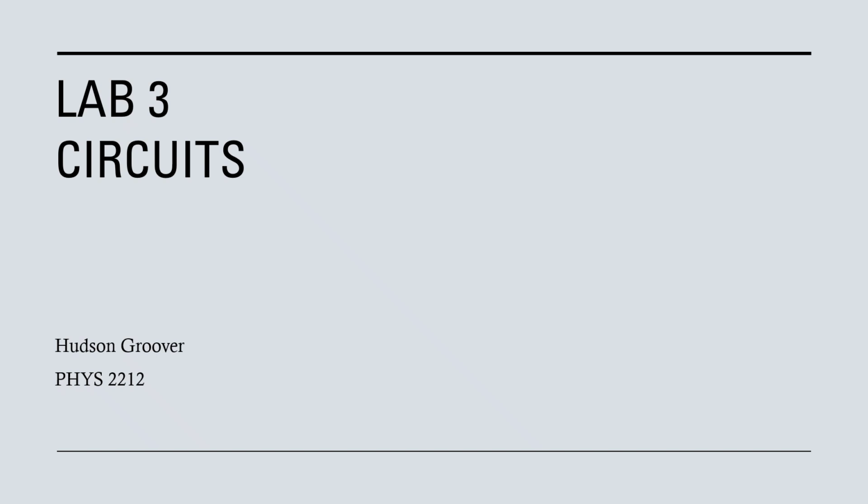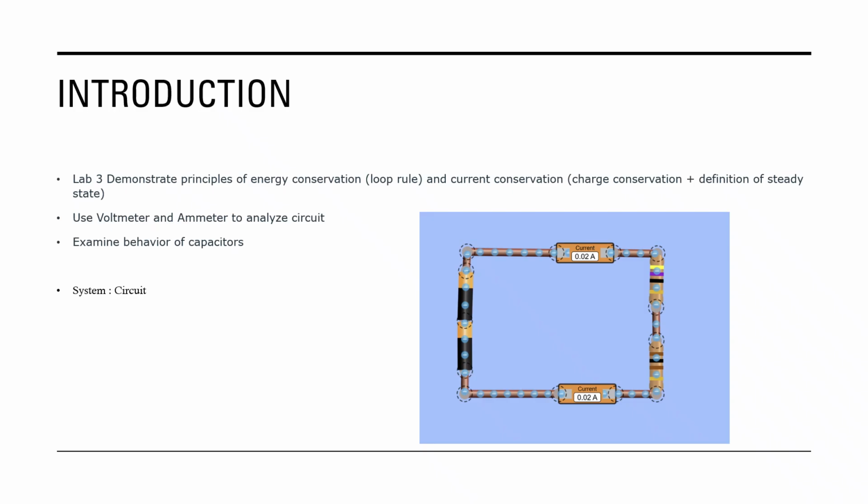This is Lab 3 circuits. I'm Hudson Groover. In Lab 3, we demonstrated principles of energy conservation, the loop rule, current conservation, charge conservation, plus the definition of steady state. And we used a voltmeter and ammeter to analyze circuits and examine the behavior of capacitors.